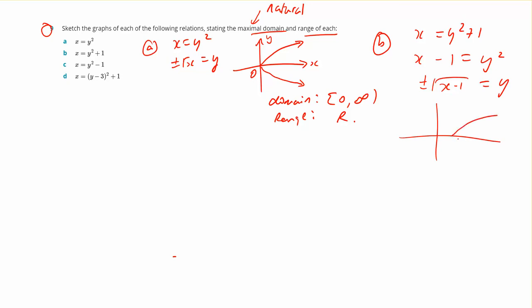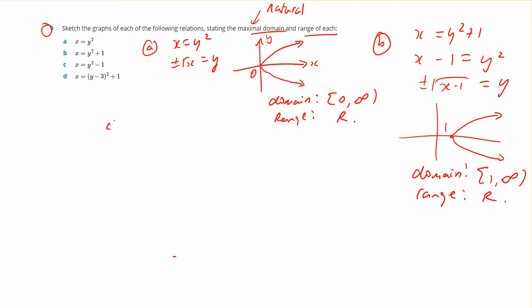So you're starting here at 1, you've got two pieces, the top piece and the bottom piece. So the domain of this graph would be from 1 to infinity. My range would be from negative infinity to positive infinity, which is all reals.